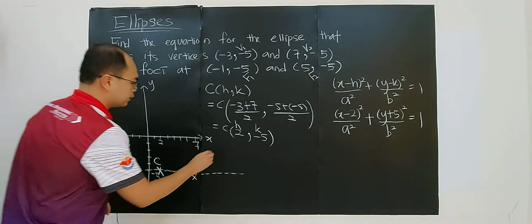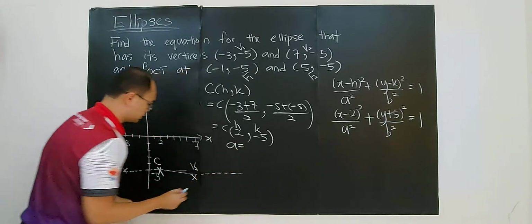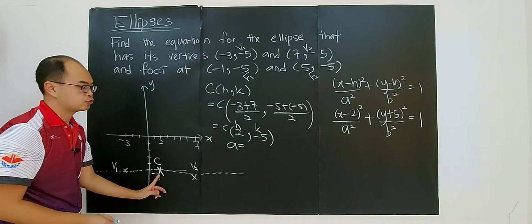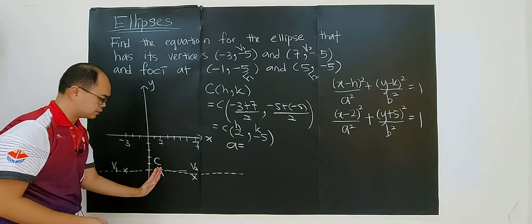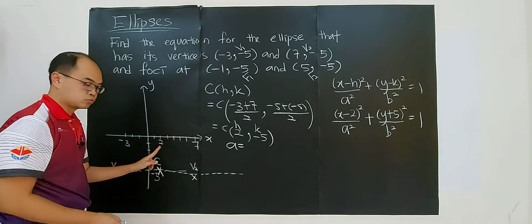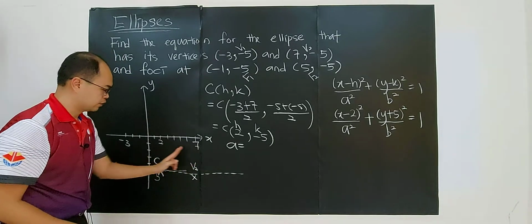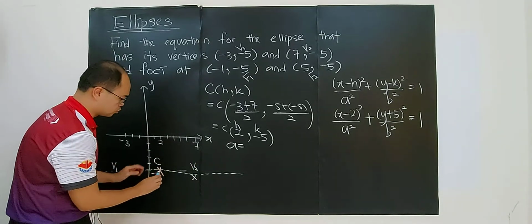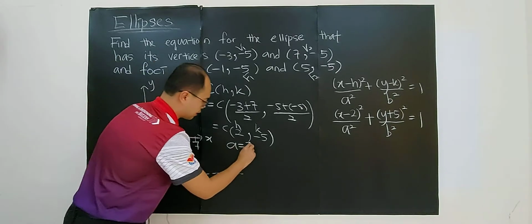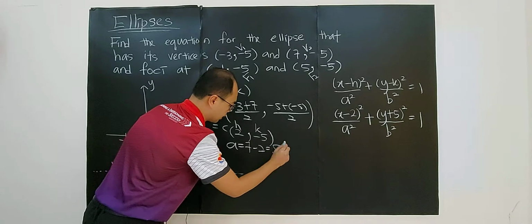So a is the distance between the vertex and the center. Usually I will take either this minus this or this one minus this one. So I take 7 minus 2, the distance between these two. From the center to here, the vertex is at 7, so I take 7 minus 2, and I have 5, right?